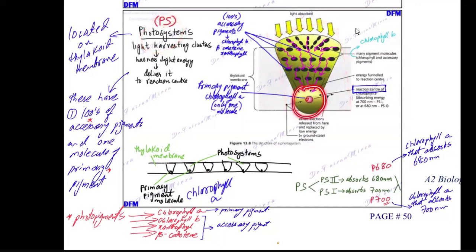This is the reaction center. The reaction center will have one molecule of a primary pigment. The primary pigment will always be chlorophyll A and nothing else but chlorophyll A.